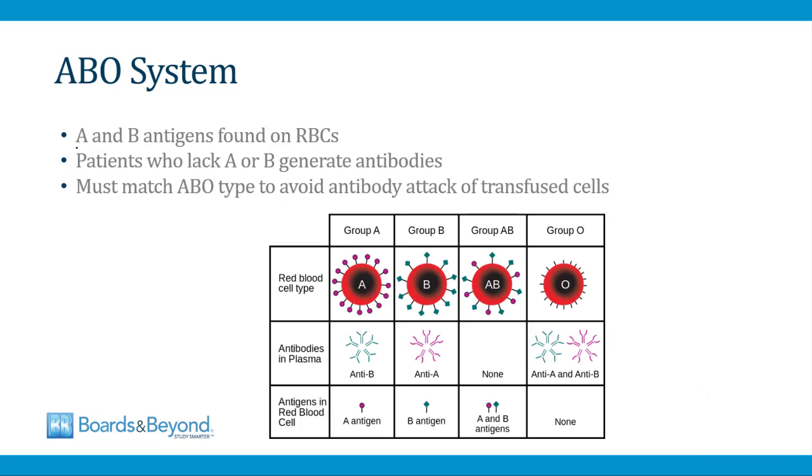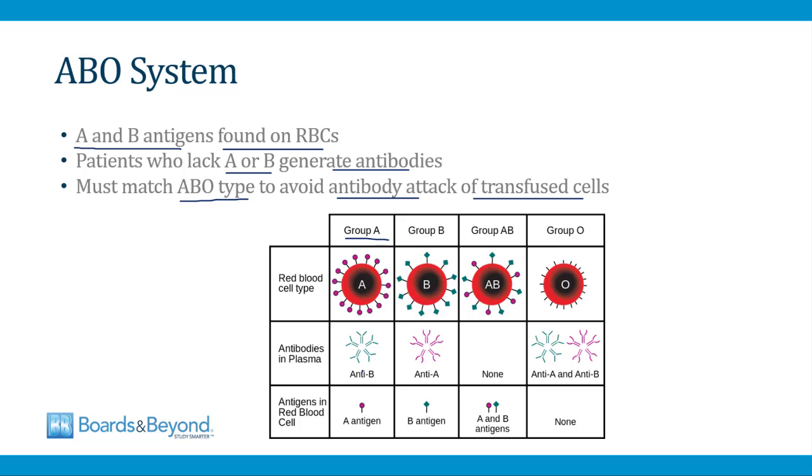The ABO system relates to the A and B antigens found on the surface of red cells. Patients who lack either the A or the B antigen will generate antibodies to those antigens. This is important when selecting blood products for transfusions. You have to match the ABO type of the patient to the ABO type of the blood product you're transfusing to avoid an antibody attack on the transfused cells. To make this more clear, let's look at this table at the bottom of the screen.